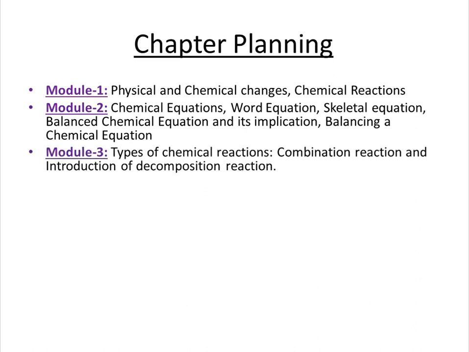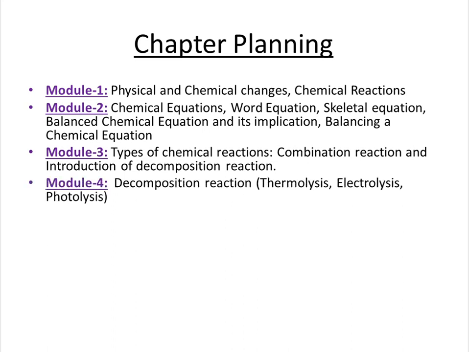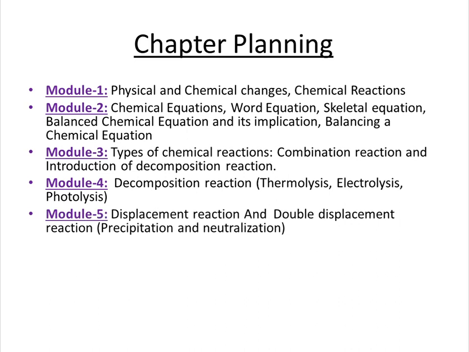In module 3, we will be studying types of chemical reactions, and in it we will be completing the first type, that is combination reaction, and we will be introducing the second one, that is the decomposition reaction. In module 4, we will be completing decomposition reaction, which is divided into three parts: thermolysis, electrolysis and photolysis. In chapter 5 we will be completing displacement reaction and double displacement reaction. Double displacement reaction is divided into two types: precipitation and neutralization.